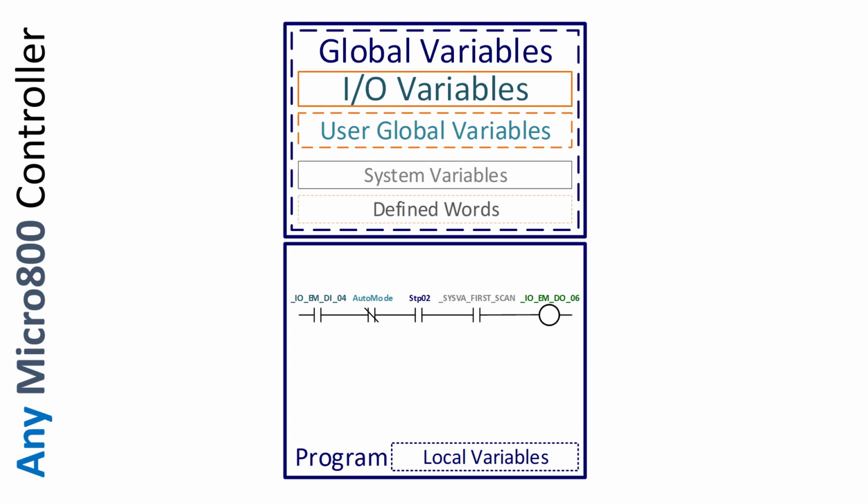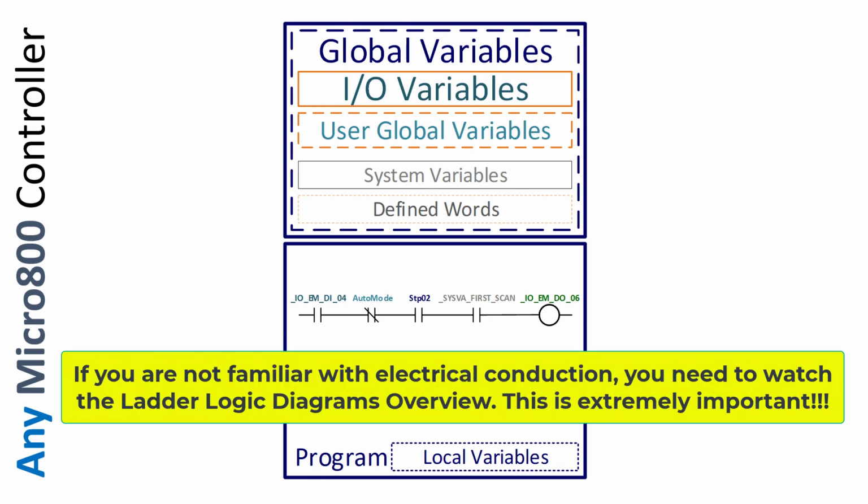We have 4 instructions here whose true-false state determines the on-off state of a bit in memory. Of the 4 instructions that determine the action of the 5th instruction, the first is a direct contact, which is true if on. It is addressing the embedded input 4. Then we have a reverse contact, which is true if off, and it is addressing the auto mode bit in memory. And then we have another direct contact, true if on, and another direct contact, true if on.